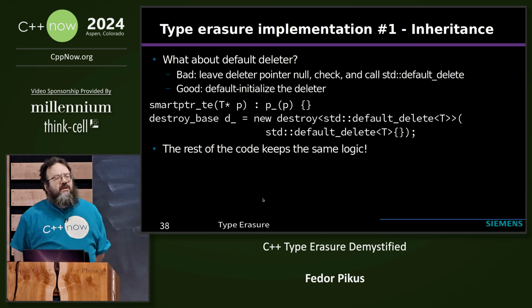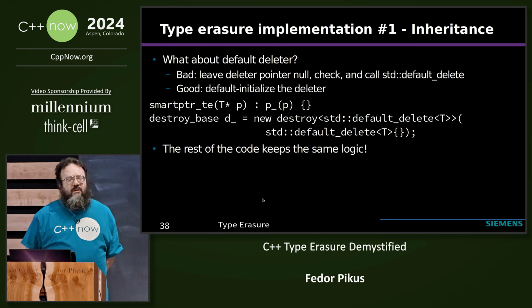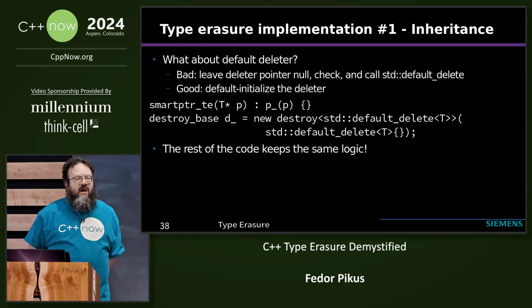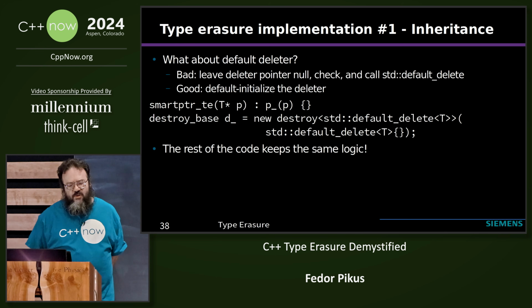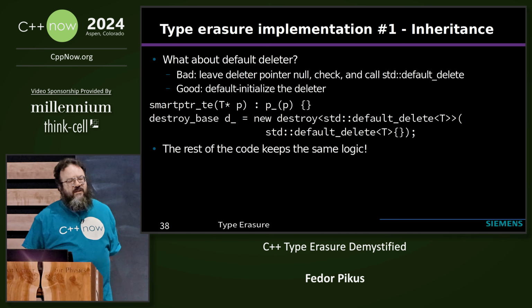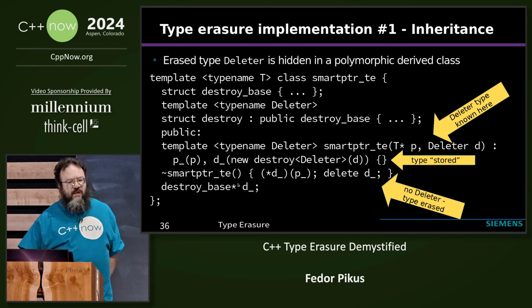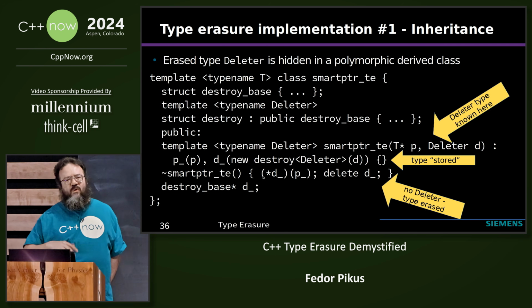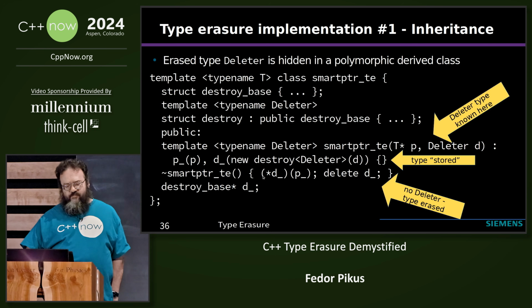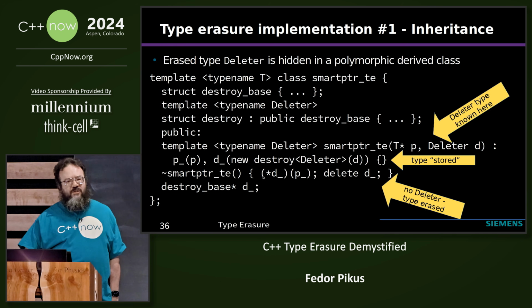Okay, now shared pointer accepts a default deleter. If I don't specify any custom deleter, you get the default deleter. Let's say I want to do that too. There are two ways to do it. One is to leave the deleter pointer null, this pointer here, you can just leave it as null. And then in the destructor, you would have to check if the pointer is null, then use default delete, otherwise use the custom delete.